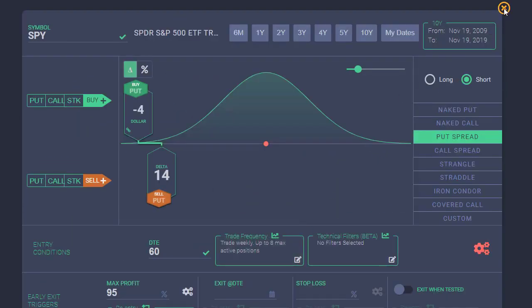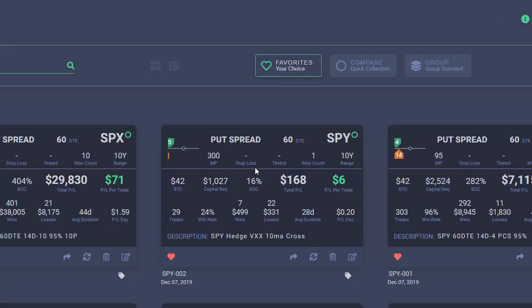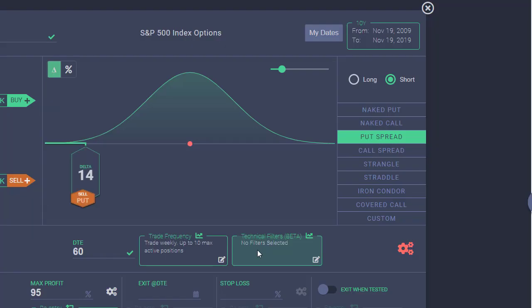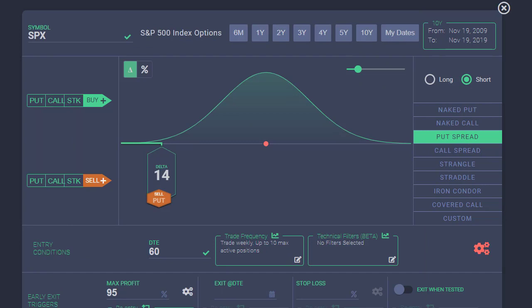All right, so enough about SPY. Let's go ahead and bring up SPX. This is the 60. Yep, here's the SPX version, and it's very similar: 60 days to expiration, 95%. The only difference here is we're going to do a minus $10, meaning we would sell the Delta 14 and then buy a $10 strike lower. That typically is 1 or 2 strikes lower, depending on if they have $5 strikes out at that expiration. So it's a $10 width of the spread.